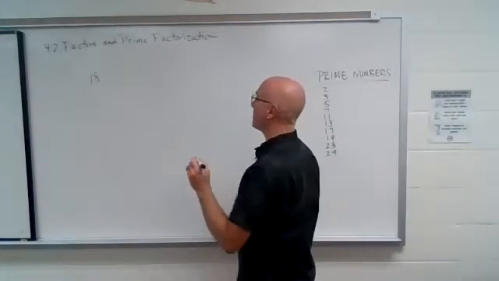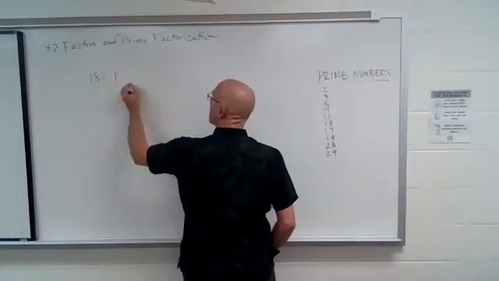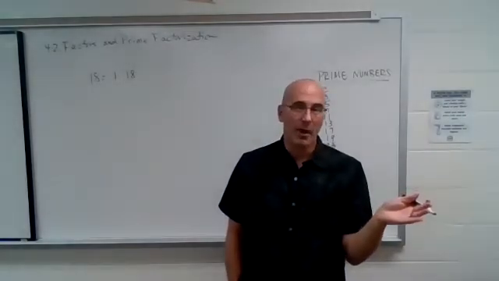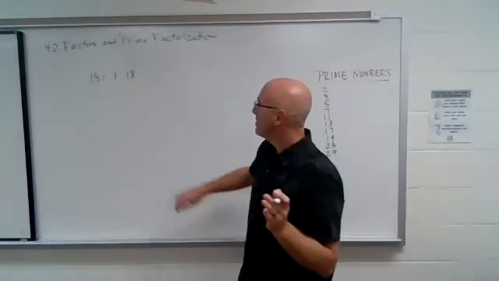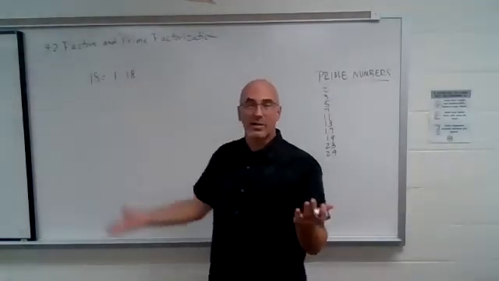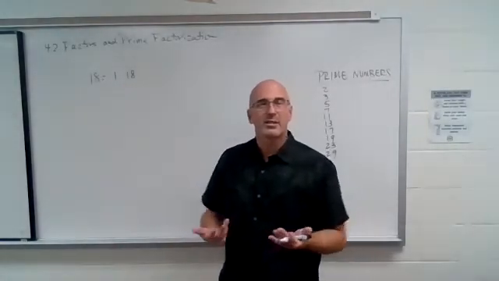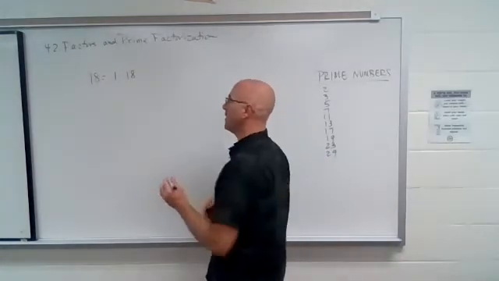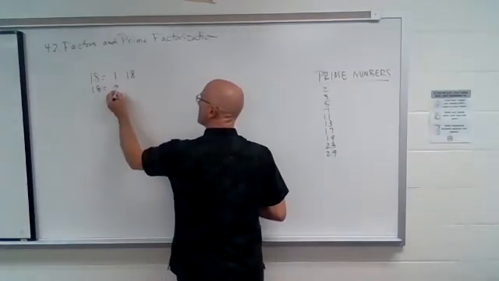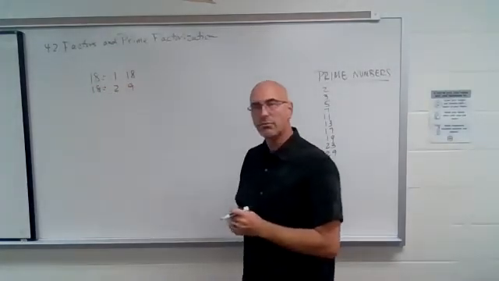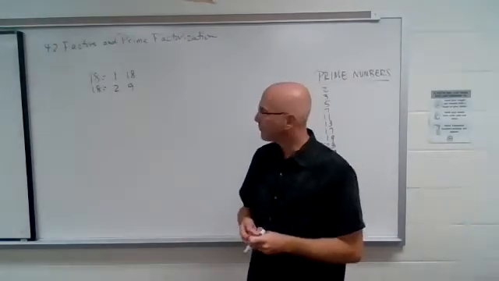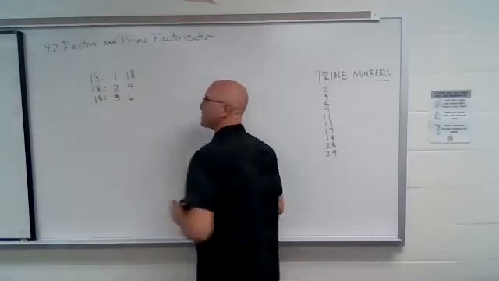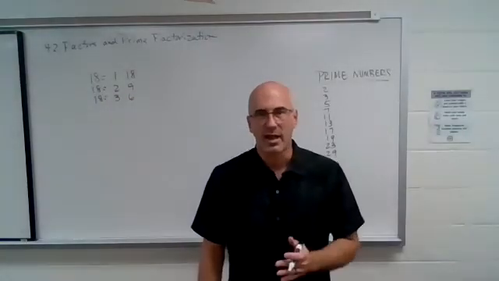Let's start with the obvious one. 1 times 18 gives me 18. Every number has 1 and itself as factors. Are there any other ways we can multiply two numbers to get 18? Well, we could also say 18 is 2 times 9. I think there is one other way: 3 times 6. 3 times 6 is 18.